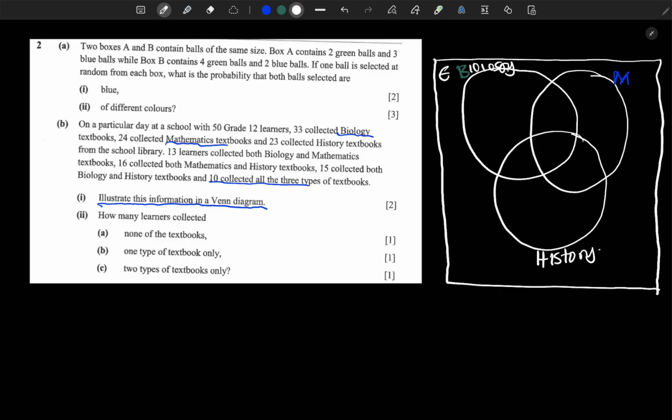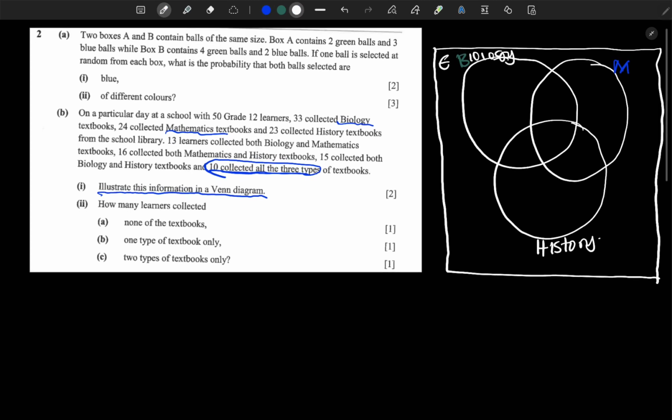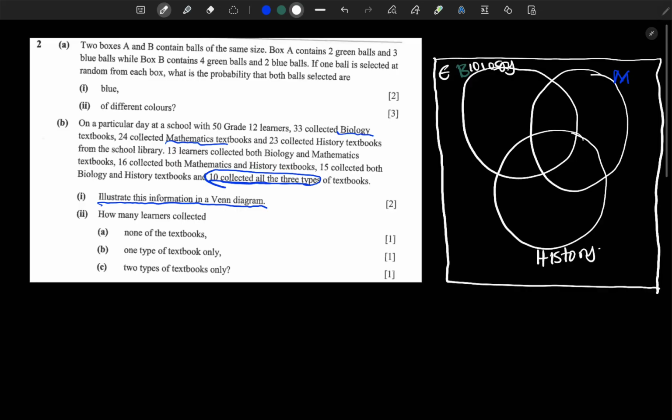Now when inserting numbers on a Venn diagram, the first step is to indicate the number of those that did all three activities. In our case, that collected all three types of books. From the question, 10 collected all three types of textbooks. So this is the number that I'm going to put in the middle of the three sets, like this.